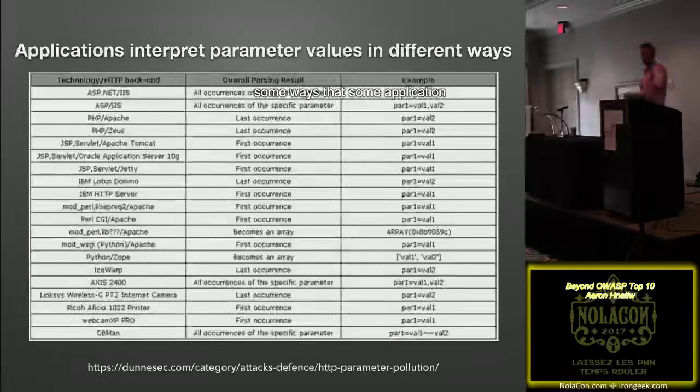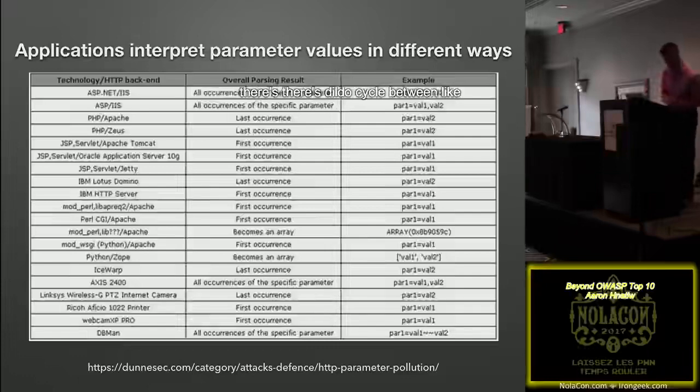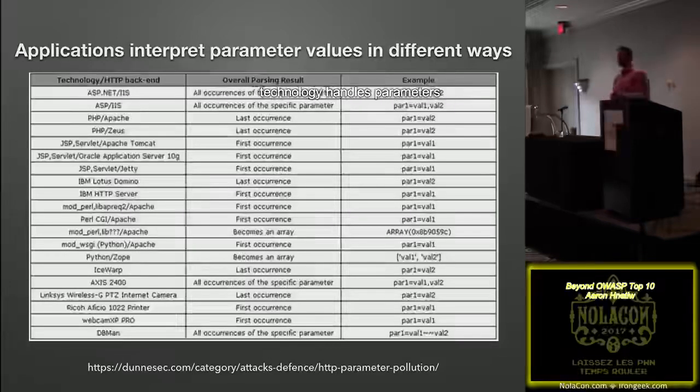So this is just an example of some ways that some application technologies handle it. For example, ASP.NET concatenates them with a comma in between them. Python handles them as an array. I believe PHP takes the last one. And they'll cycle between first occurrence, last occurrence, concatenating them, creating an array, things like that. So each application technology handles parameters differently.